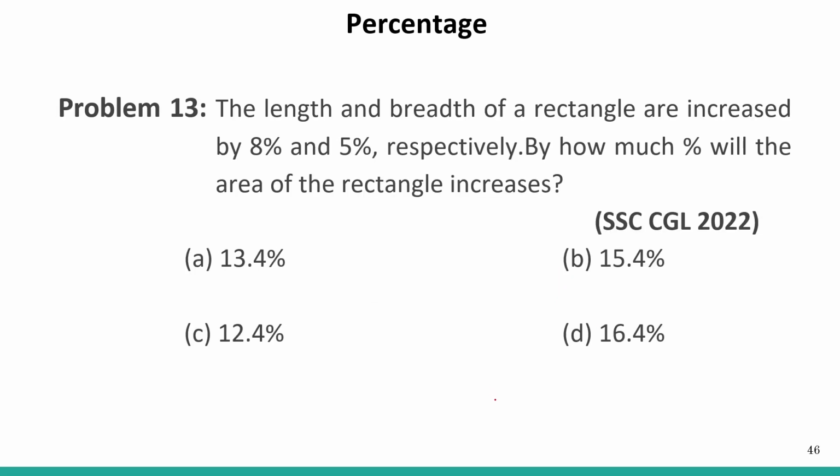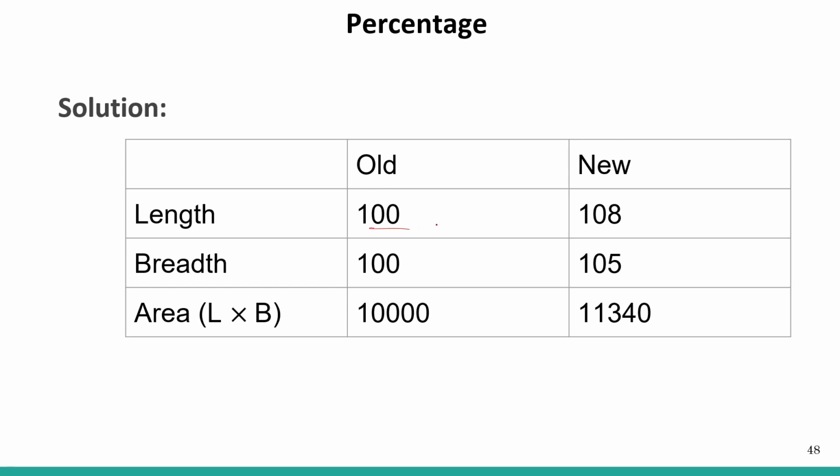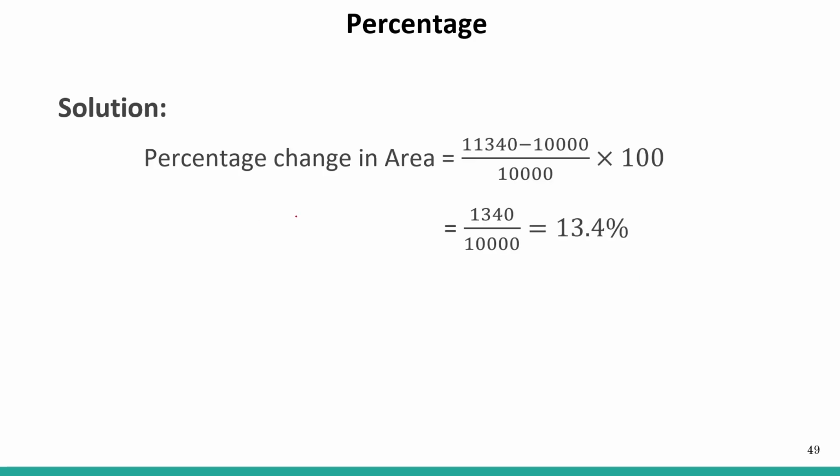The length and breadth of a rectangle increased by 8% and 5% respectively. By how much percentage will the area increase? If the length is 100, the new length will be 108. If the breadth is 100, the new breadth will be 105. If the area is 10,000, the new area will be 11,340. The percentage change in area is 11,340 minus 10,000 whole by 10,000 into 100. So 1340 by 10,000 gives 13.4.